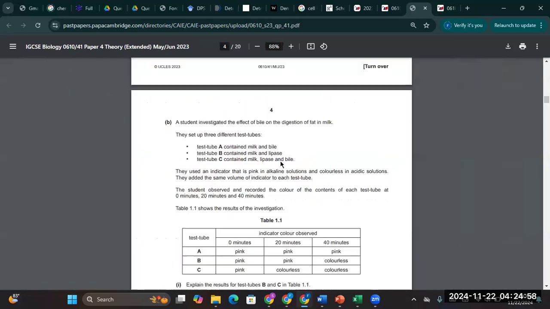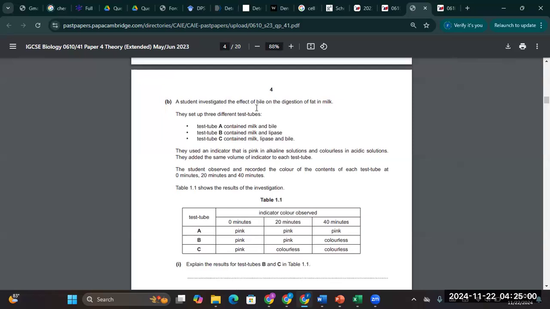Okay. Now, they're saying a student investigated the effect of bile on the digestion of fat in milk. Firstly, Hajra, can you tell me what is the role of bile? Why do we need bile? How does bile help in digestion? It breaks down the fats and fatty acids. Yes, exactly. It helps in breaking down the fat with a process that is known as emulsification.